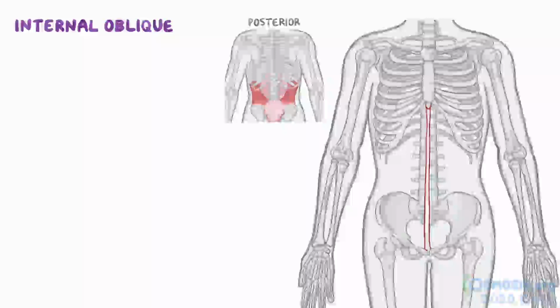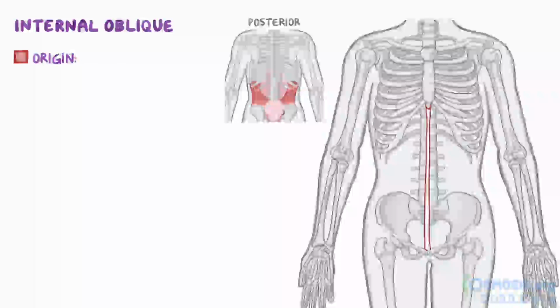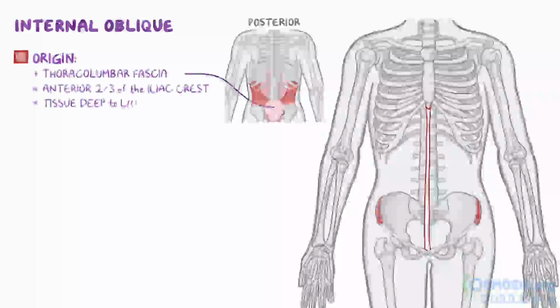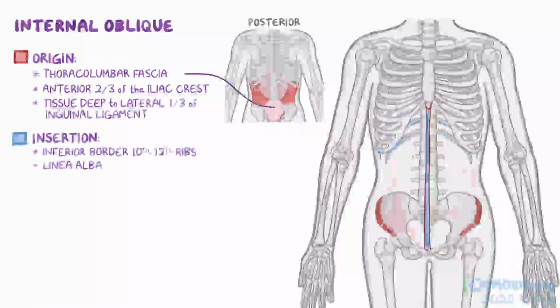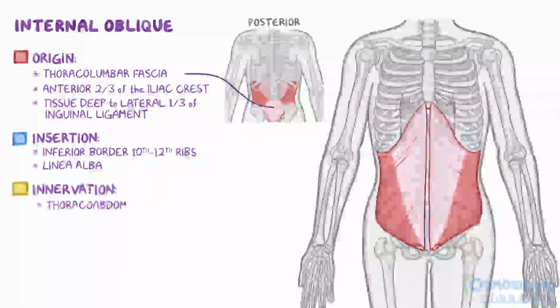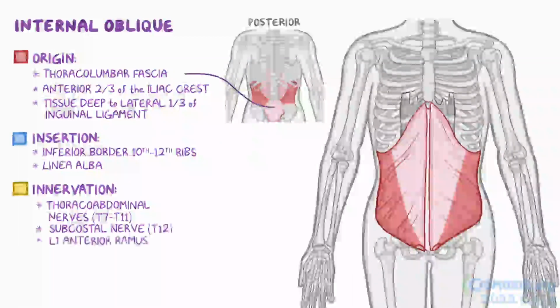The posterior portion of the internal oblique muscles originates from the broad connective tissue attached to the spine known as the thoracolumbar fascia, and also originates from the anterior 2/3 of the iliac crest and tissue deep to the lateral third of the inguinal ligament. The internal oblique then inserts at the inferior border of the 10th through 12th ribs posteriorly and the linea alba anteriorly. It is innervated by the thoracoabdominal nerves, which again are derived from the anterior rami of the T7 to T11 and also by the subcostal nerve and branches of the L1 anterior ramus.